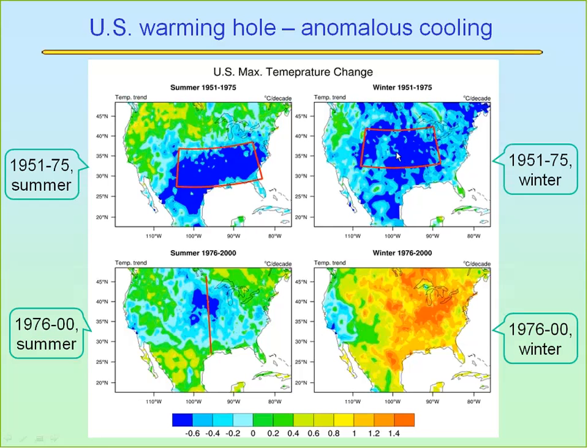In the last quarter of the century, summer and winter are very different. Winter is warming a lot, and summer is cooling. Originally, I gave the name warming hole to this area in summer within the central U.S. So from now on, when I say warming hole regions, it's pretty much this region. These are all trends. It's not temperature itself, it's trend. And keep in mind, trend is more difficult to capture than mean temperature itself.